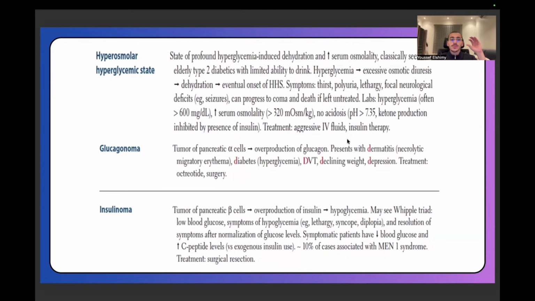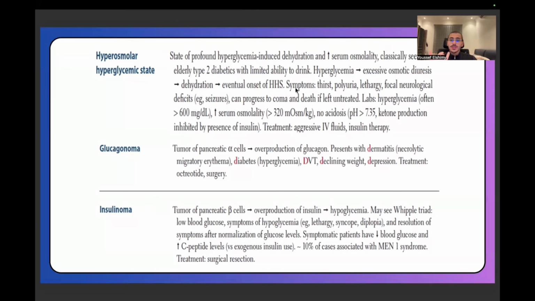From its name, they're hyperosmolar, hyperglycemic. There's a lot of blood sugar in the blood, and this is causing the blood to be hyperosmolar. So hyperglycemia happens. This would lead to excessive osmotic diuresis. Because of high sugar, this would get excreted through the kidney, and the glucose is going to take water with it. So this would lead to dehydration. And since they don't drink water enough, this would lead to the onset of the hyperosmolar hyperglycemic state.